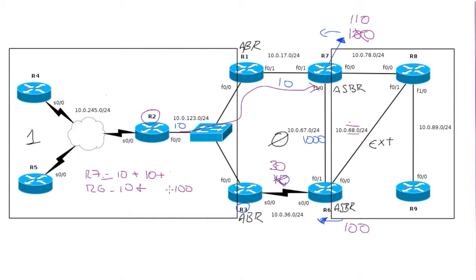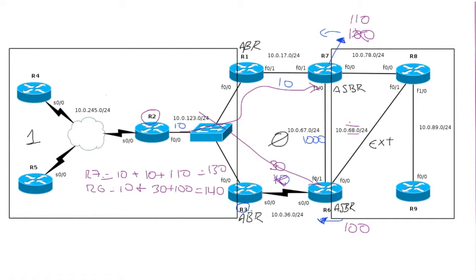Let me just erase this quickly. So this will be 110 and this will be 30. So this will be 130 if we were looking at the total thing, and this will be 140. So in theory, the path to R6 is worse. It's worse because, as you can see there, if we sum it all up, it's worse. But since it's E2 and the only thing we are officially taking into consideration is that first redistribution metric, unless the case that we discussed previously, we are preferring now to go via R6, and you can see it there.